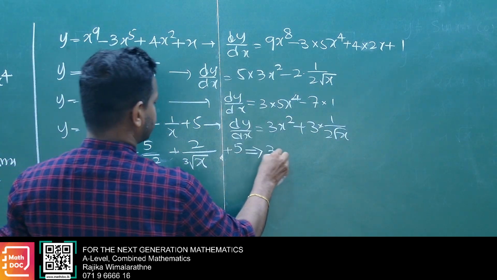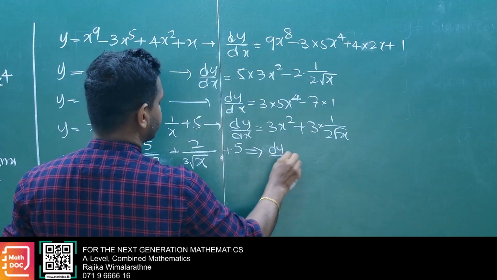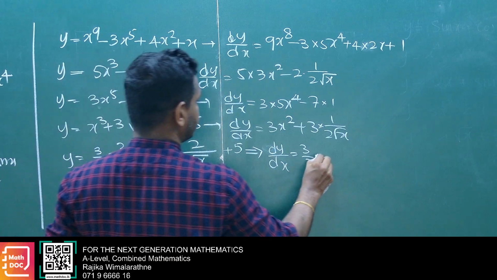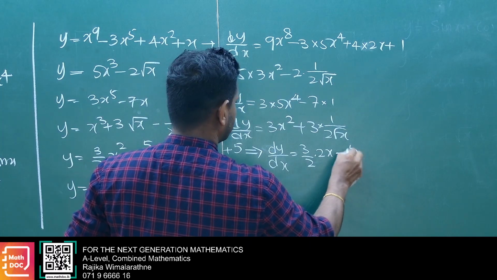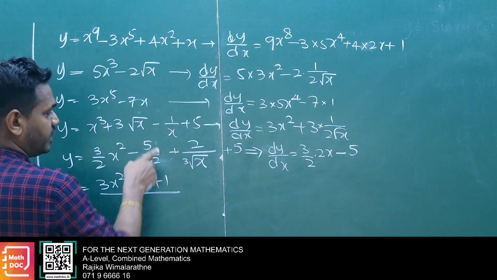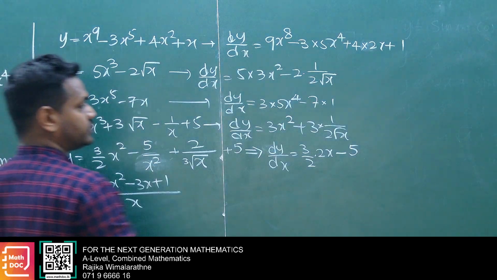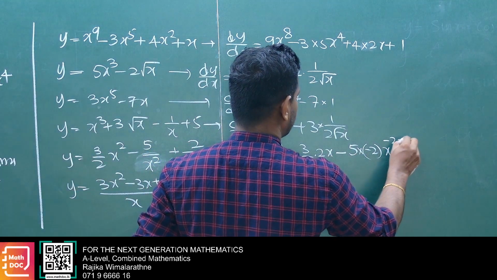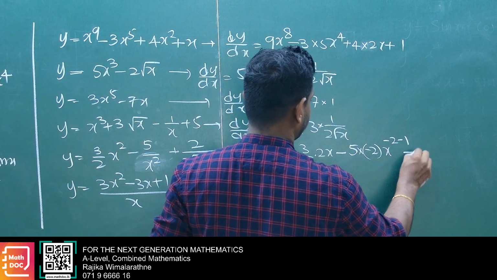Then here 3 over 2 dy by dx, 3 over 2 x square derivative 2x. 5 here, 5 over x square means x to the power minus 2. Then x to the power minus 2 derivative is minus 2 x to the power minus 2 minus 1.